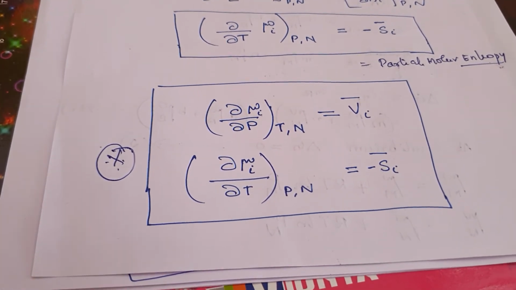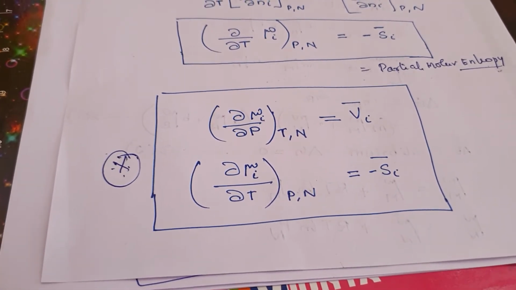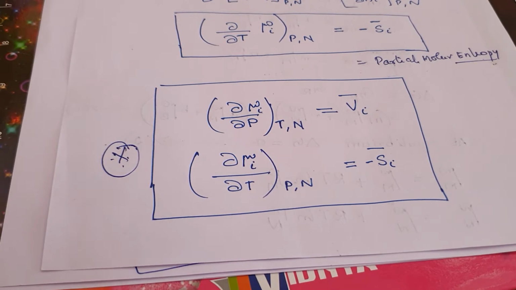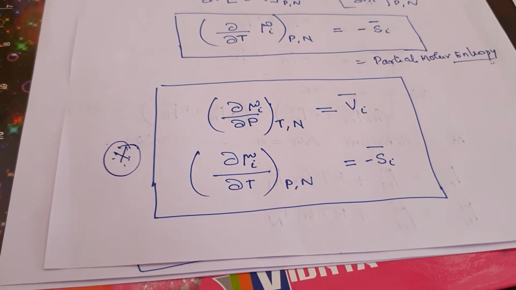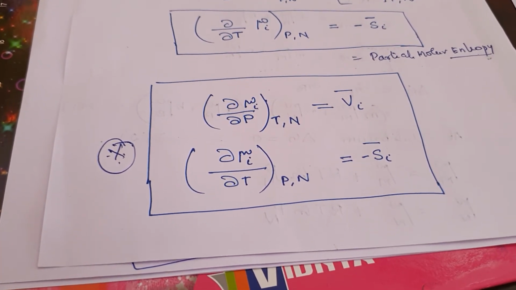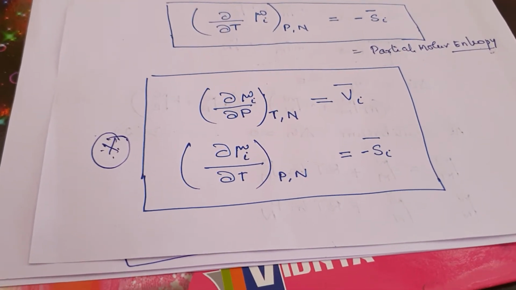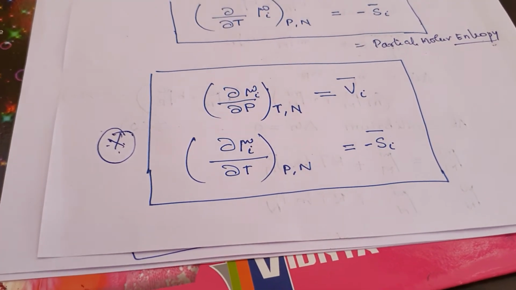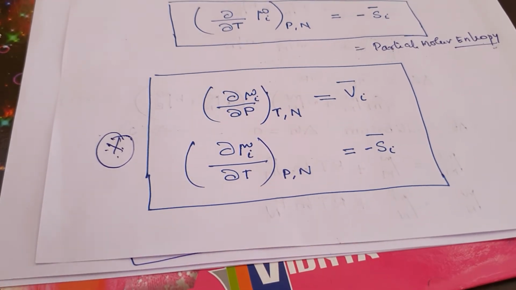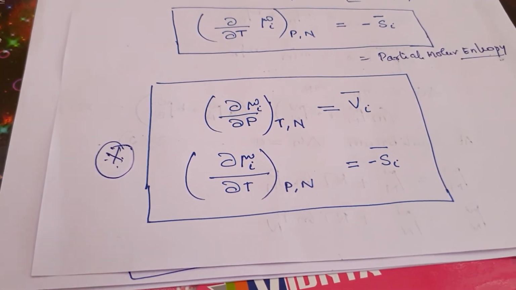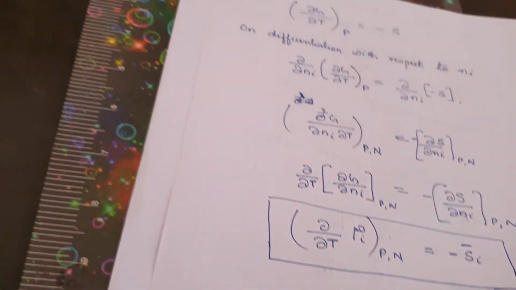We have seen what is chemical potential, what are partial molar quantities, the Gibbs-Duhem equation, and finally the effect of chemical potential with respect to temperature and with respect to pressure. So that is all for chemical potential.